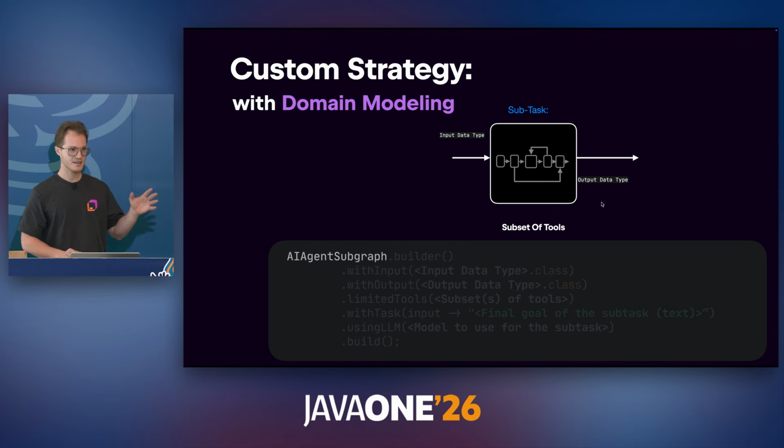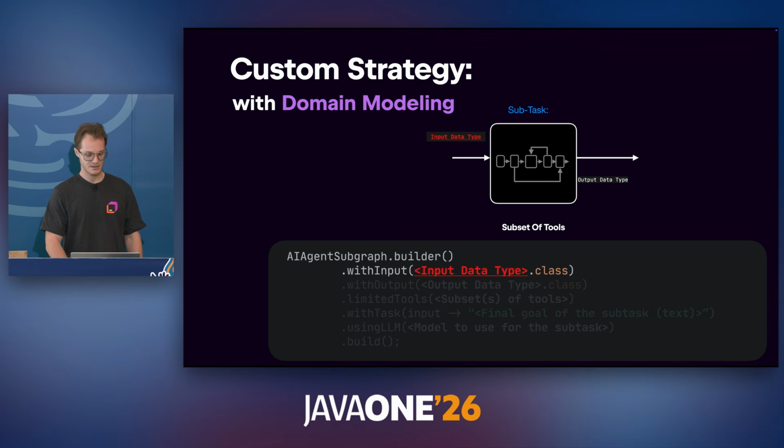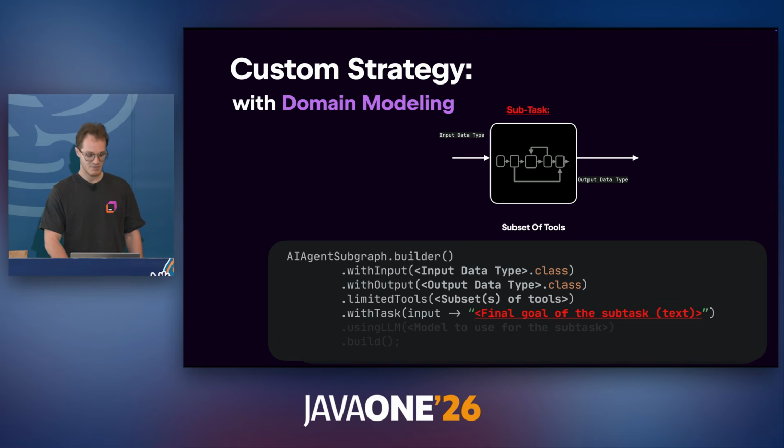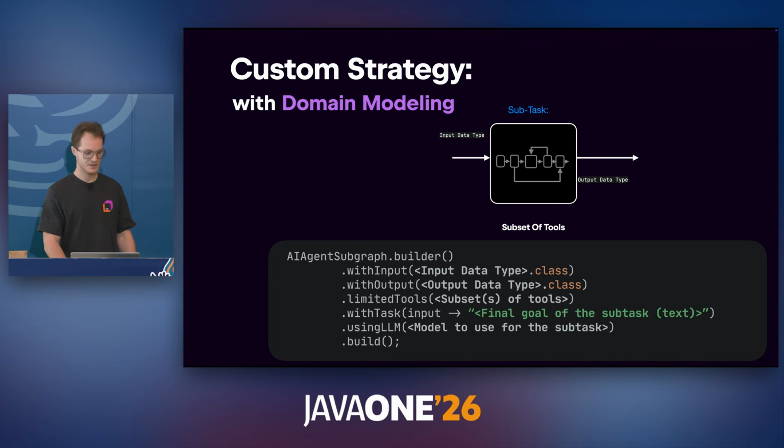So for that, again, the same legendary builder pattern. I call AI agent subgraph because it's not like a single node in a graph. It's like a whole subgraph with a loop. AI agent subgraph.builder. I provide the input class, the output class, set the limited set of tools, provide the task, which is the textual question, like what I want my model to do. Optionally, I can also switch the model on the fly for this specific step. And finally, build. As simple as that. And now, I think we can actually proceed with building our strategy.